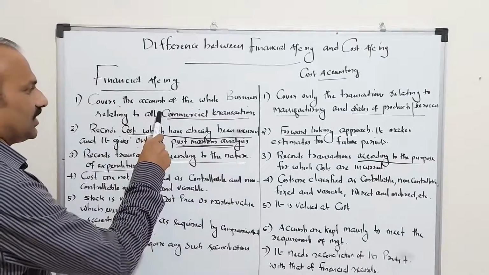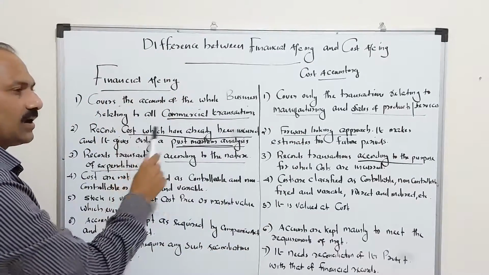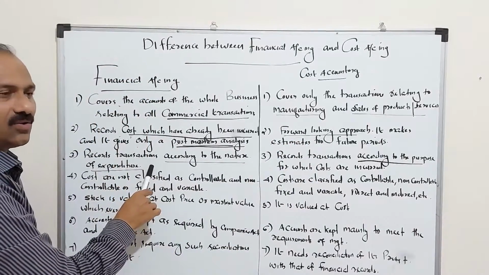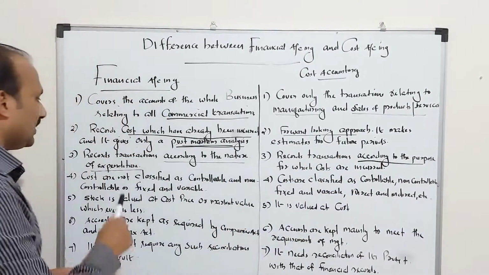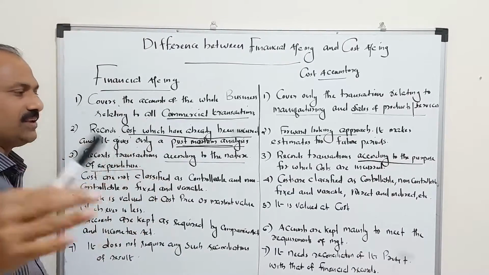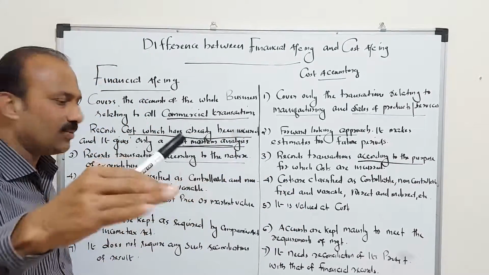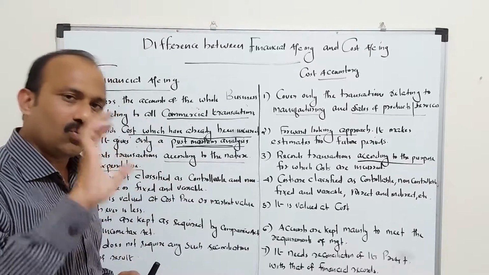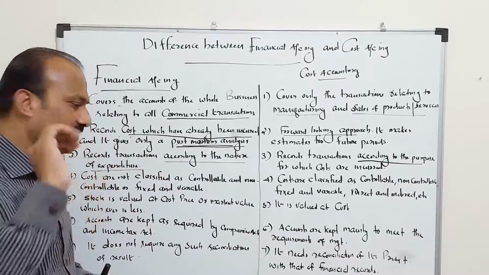Once again, financial accounting is related to the commercial transactions, while cost accounting is related to manufacturing. Financial accounting deals with costs already incurred, while cost accounting has a forward-looking approach. Here transactions are recorded according to the nature, here transactions are recorded according to the purpose. Here costs are not classified into controllable, non-controllable, direct, indirect, fixed, variable. But in cost accounting, costs are classified into controllable, non-controllable, etc. In financial accounting, stock is always valued at cost price or market price, whichever is less. But in cost accounting, stock is always valued at cost price only.